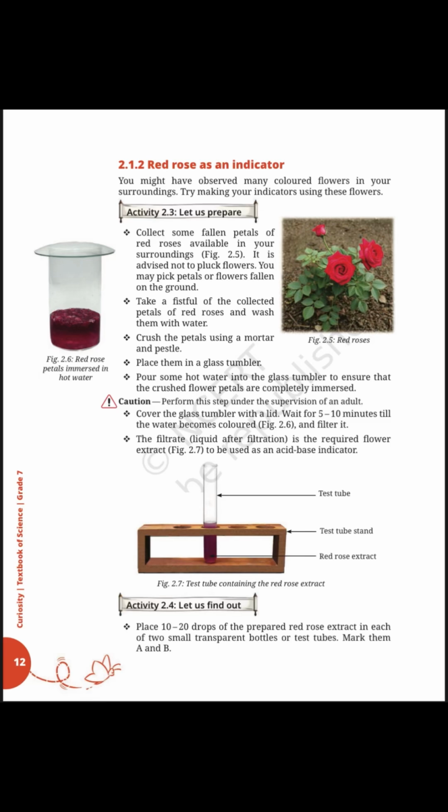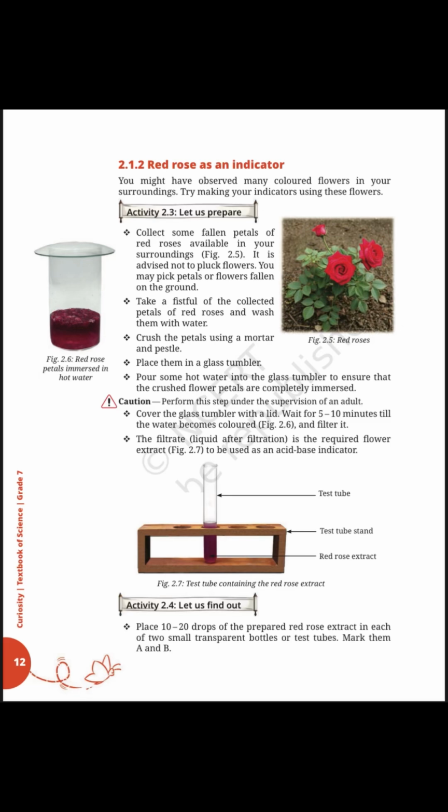Pour some hot water into the glass tumbler to ensure that the crushed flower petals are completely immersed. Caution: perform this step under the supervision of an adult. Next, cover the glass tumbler with a lid. Wait for 5 to 10 minutes till the water becomes colored and filter it. The filtrate liquid after filtration is the required flower extract, figure 2.7, to be used as an acid-base indicator.